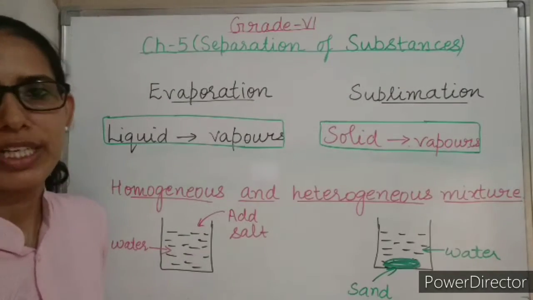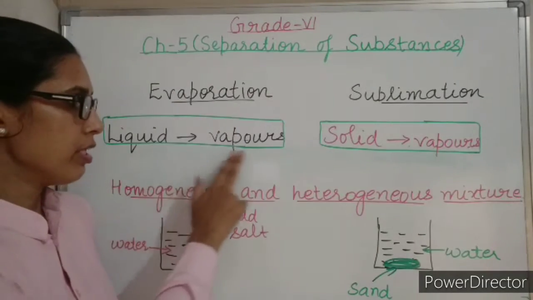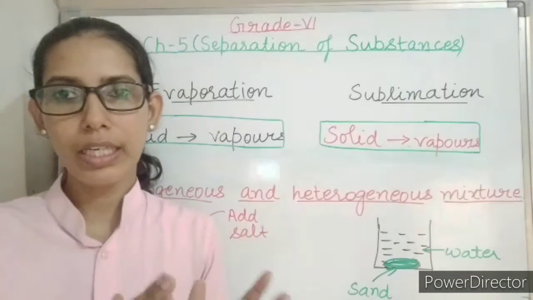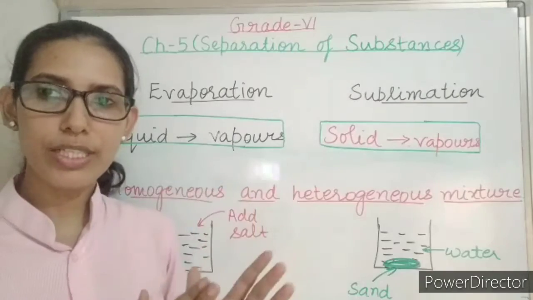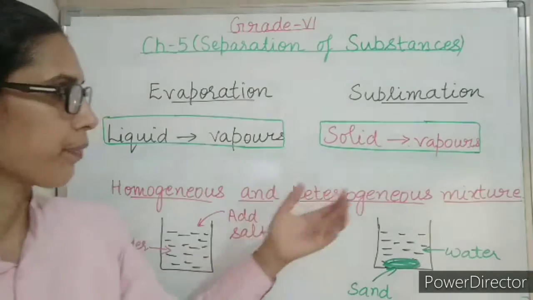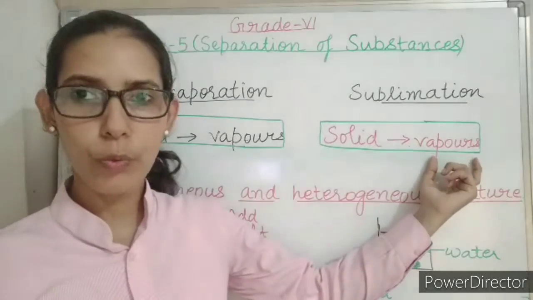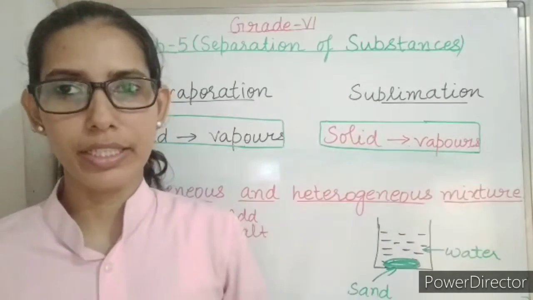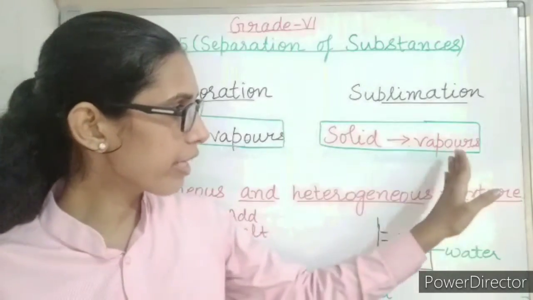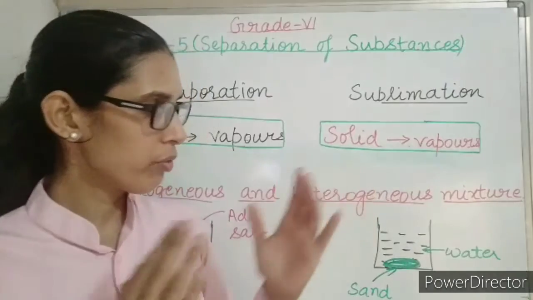Now, we will see some more questions. Evaporation and sublimation. In the evaporation process, liquid changes into vapors. For example, if water is heated, it converts into water vapors. So evaporation is the process in which liquid converts into vapors on heating. Next is sublimation. In sublimation, on heating, solid changes into vapors without turning into the liquid state. That means in sublimation, on heating, solid will directly convert into vapors and will not go into the liquid state. Let's compare it with one example.